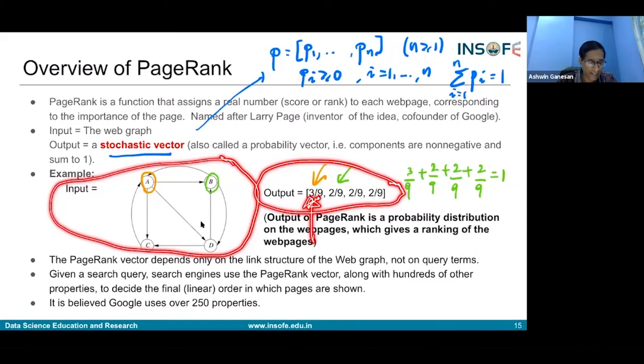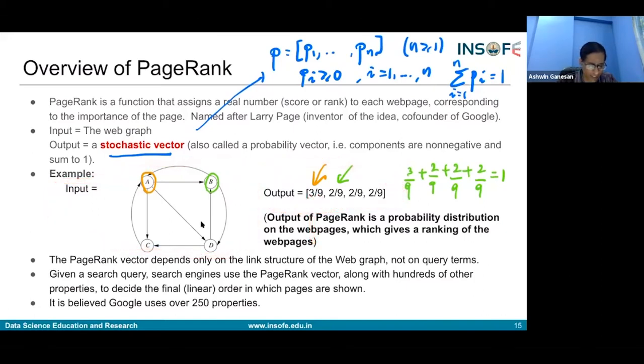And since the input is only a graph and not the query terms, this particular probability vector by itself would not be sufficient to give a complete ranking of the web pages. So what Google does is it uses the PageRank vector, which is this vector, along with hundreds of other properties to come up with a final ordering. So another property besides the link structure of the web graph is the actual query terms that you are searching for and how well they are matched in the corresponding web page.